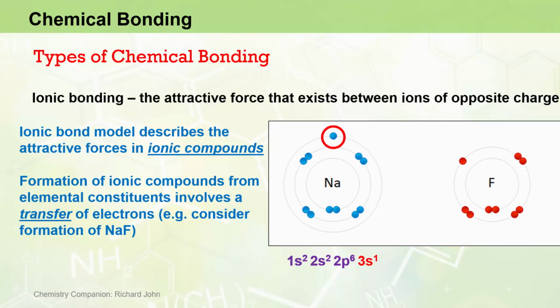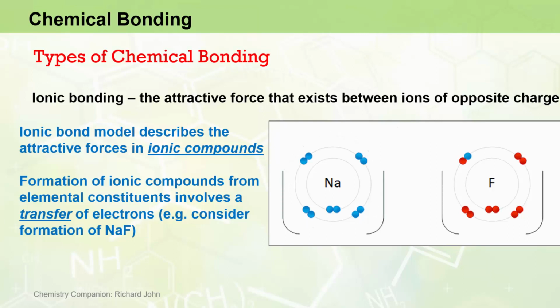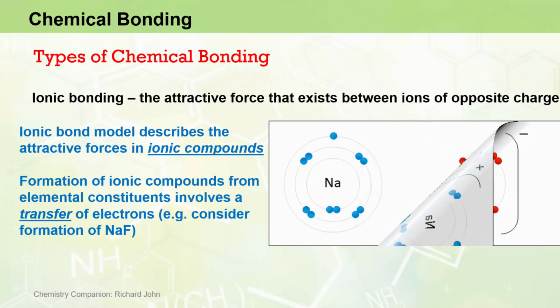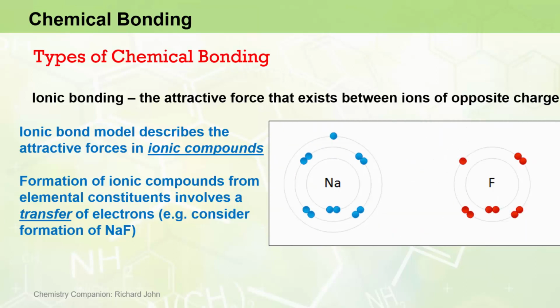The neutral fluorine atom has 9 electrons in total, 2 in the 1s subshell, and 7 in the n equals 2 shell spread across the 2s subshell and the 2p subshell. This gives an overall electron configuration of 1s2, 2s2, 2p5. When the two atoms come into close proximity with each other, under the right conditions, the 3s electron from the sodium can be transferred to the outer shell of the fluorine atom, giving both atoms a full complement of electrons in their outermost shell, which we know is a stable electron arrangement for both.